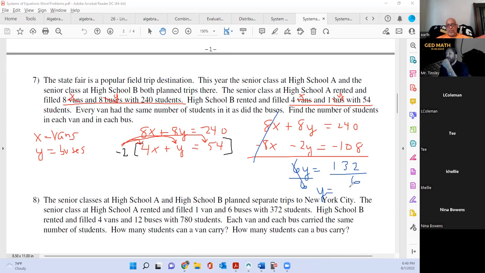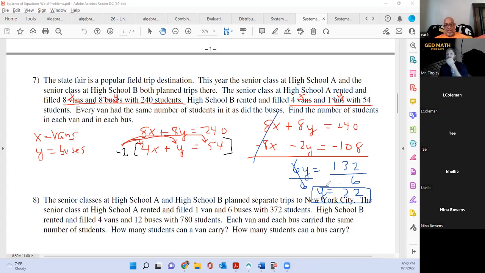12. Definitely not 12. If you have to use your calculator, use your calculator. 22. Because 6 goes into 13 twice. We got 1 left over. Bring that 2 down. 6 goes into 12 2 times. So the number is 22. Got 8 vans filled with 22. All right, so we got y is 22.